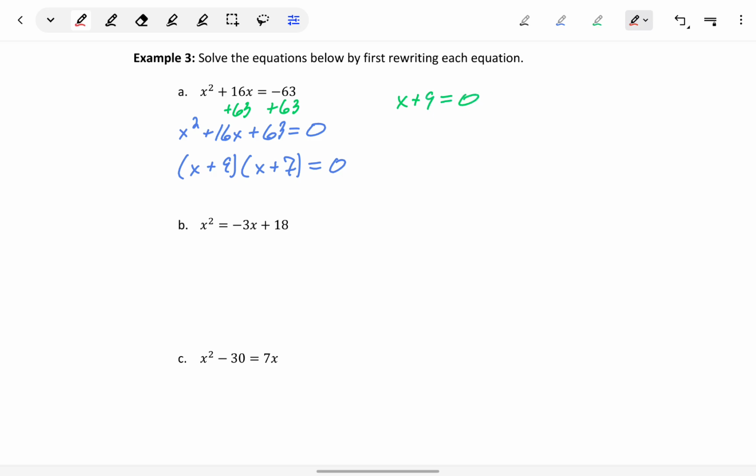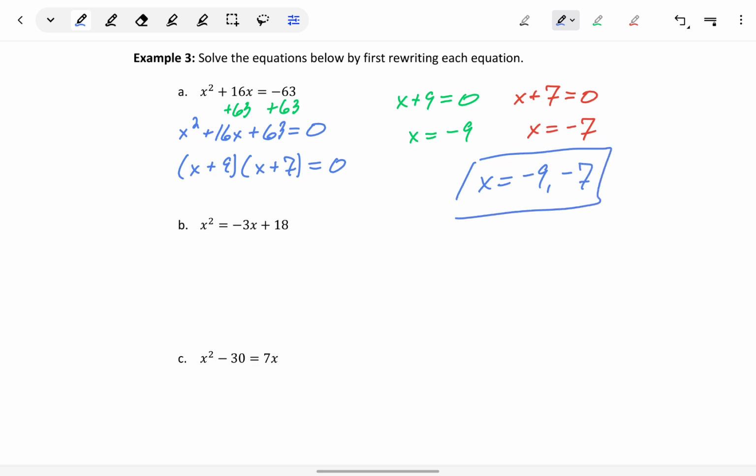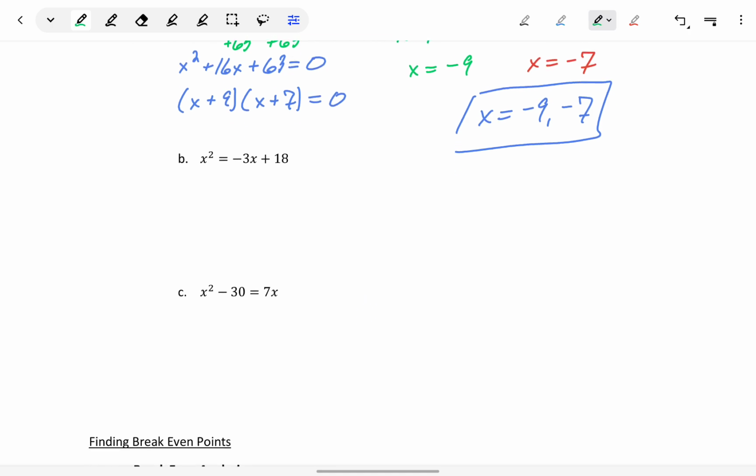X plus 9 is equal to 0, and x plus 7 is equal to 0. And we'll yield two results, two solutions, x equals negative 9 and x equals negative 7. So we have two different values for x that will make that original equation true. In part B, we need to move two terms to the left-hand side. We'll add 3x to both sides, and we'll subtract 18 from both sides.